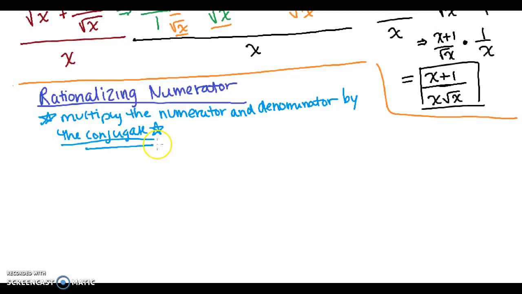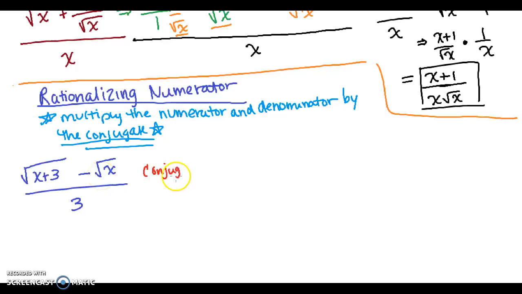Okay, so for instance, we'll look at this example. Let's say we have the square root of x plus 3 minus the square root of x, all over 3. Therefore, the conjugate of the numerator is the square root of x plus 3 plus the square root of x. Hence, I'm going to multiply the numerator and denominator by this. Let's go ahead and do that.